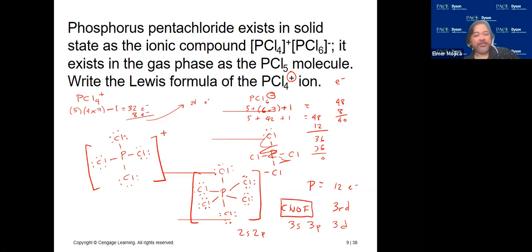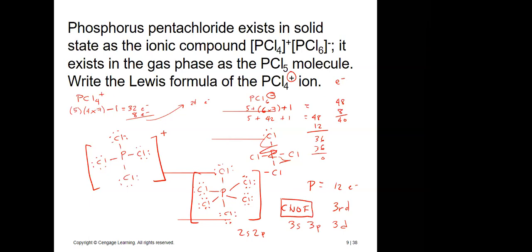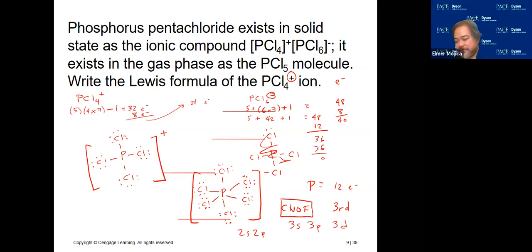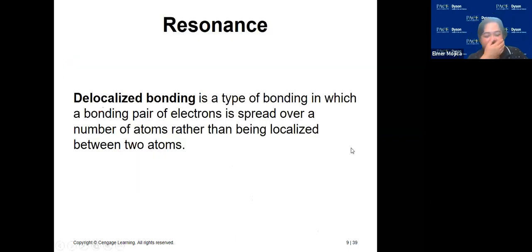And we're going to talk about that, what we call exceptions to the octet rule. Okay? Now, let's go to something wherein we have this so-called resonance. So when we have a resonance, this is a type of bonding in which a bonding pair of electrons is spread over a number of atoms rather than being localized between two atoms.